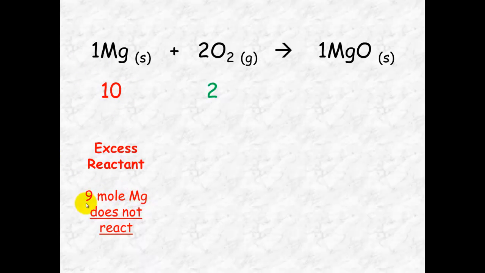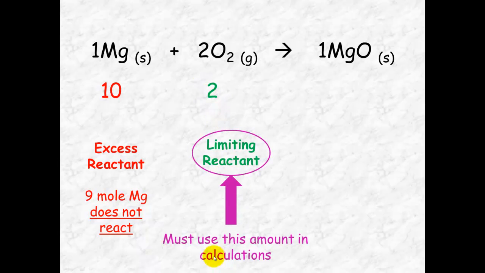9 mole of magnesium does not react. Only 1 can react with 2, and I've only got 2 of the oxygen. So the oxygen is the limiting reactant. And it is this mole ratio here of the limiting reactant that we must use in our calculations to work out the amount of product.